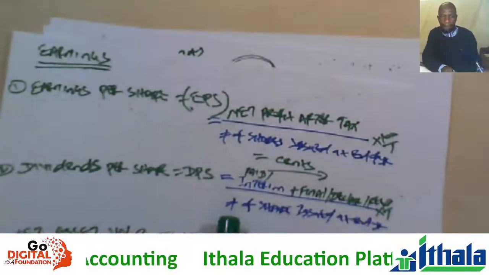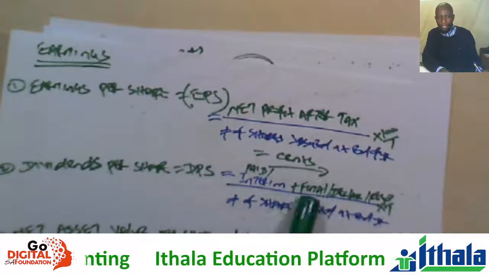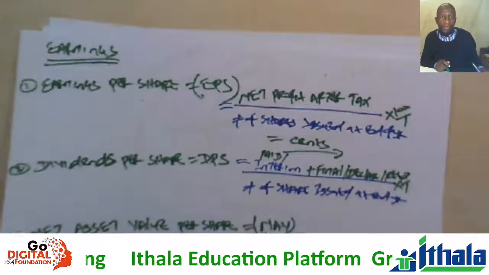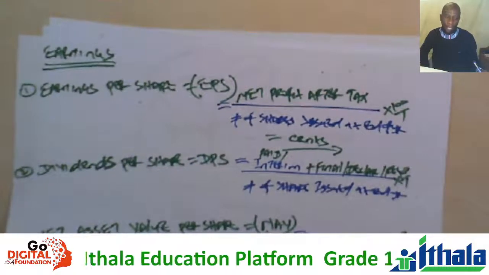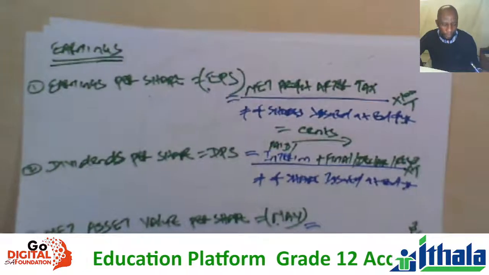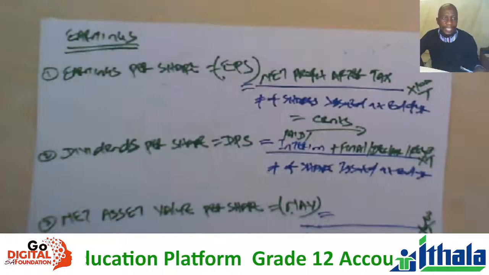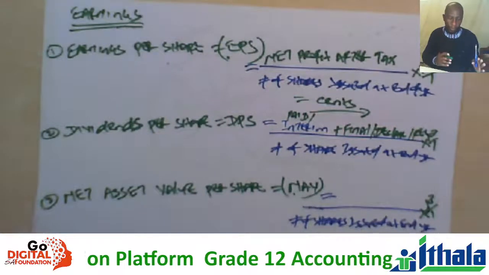So here we have your interim dividends plus your final. Where are you going to get these figures? You'll be given these figures, or you're going to take them from note number 8. You're going to use note number 8 and note number 7 because it's in line with what we are doing now. Okay. And then the last ratio under this group of the earnings.